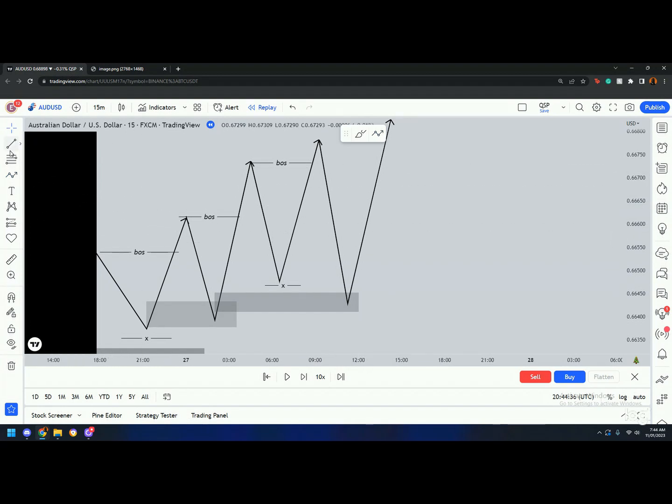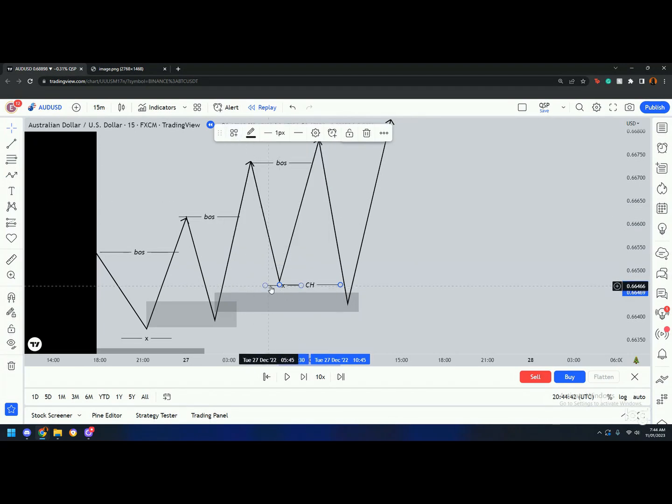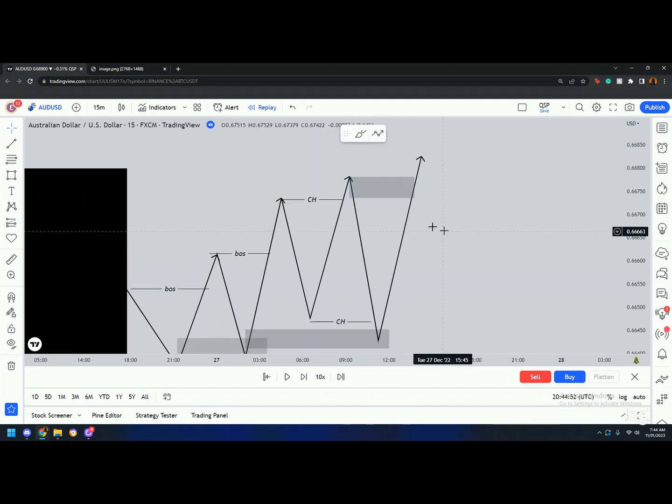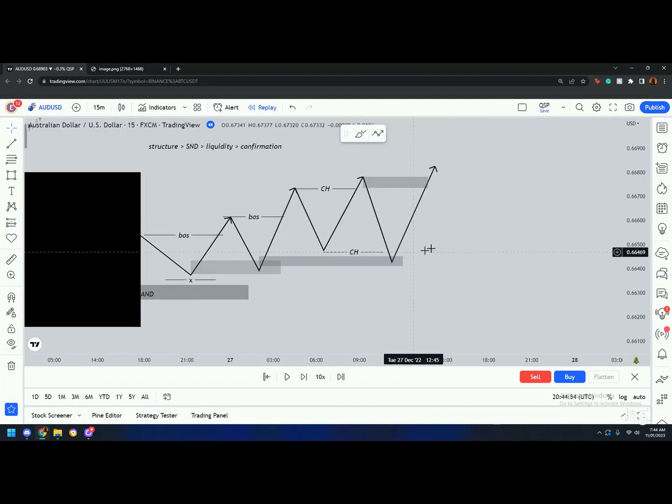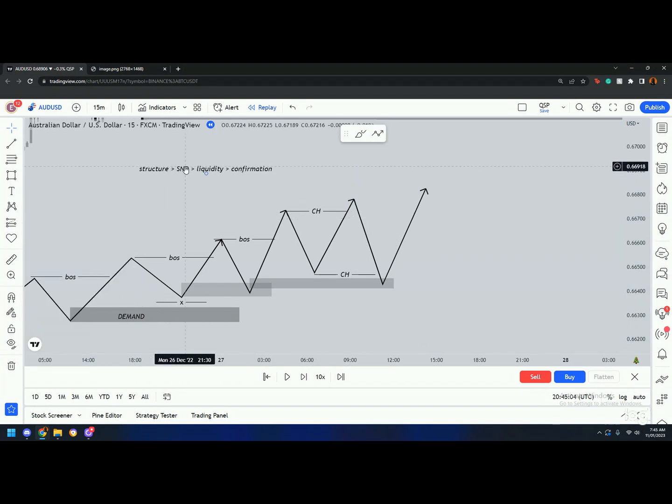Whereas a lot of smart money traders are thinking that this is a change of character. They're thinking, oh look, a change of character here, and a change of character here. Then they're looking for shorts here, and they get stopped out. Whereas we knew that this was all liquidity, so we took the long. That's simple. That's structure, S&D, liquidity.